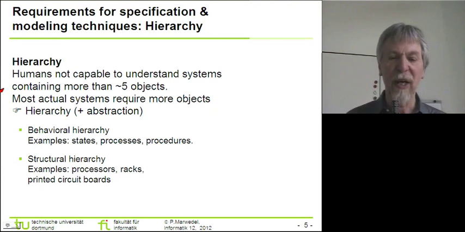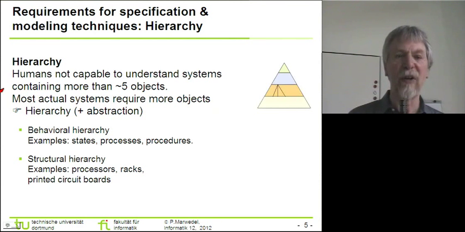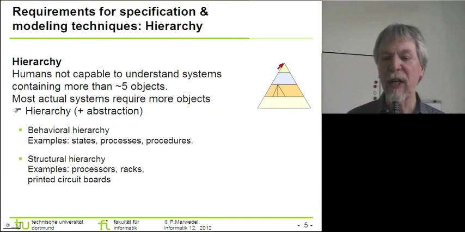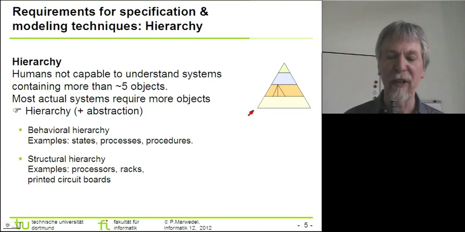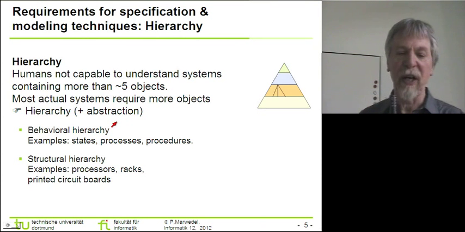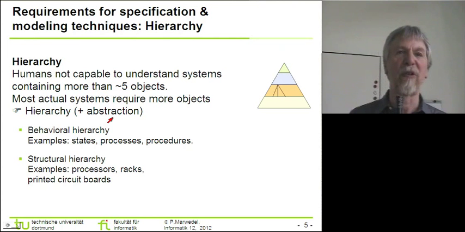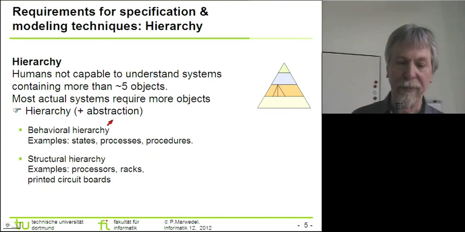One way out of that is to introduce hierarchy, which means that we model a system as something consisting of subsystems, and these subsystems in turn consist of subsystems, etc. So we have several levels of hierarchy there, and we typically use hierarchy in combination with abstraction. That means at each of these levels we are considering the model objects in a certain abstracted way.